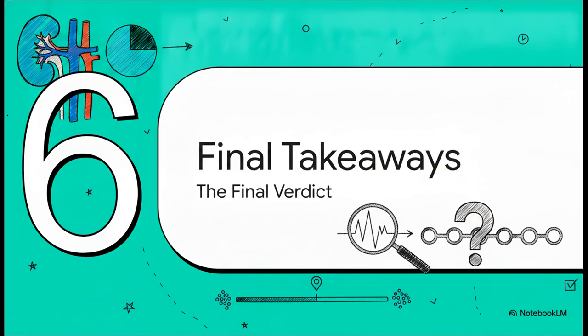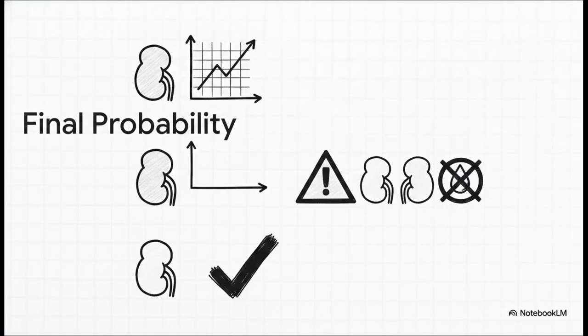Section 6. Limitations and Final Takeaways. The final verdict. We've gathered all our data, so let's move to our probability assessments and understand exactly where this powerful test might occasionally fall short. When writing up the final report, hitting those quantitative thresholds means a high probability, over 90%, for renovascular hypertension. If the baseline is abnormal but doesn't really change post-captopril, well, that's intermediate.